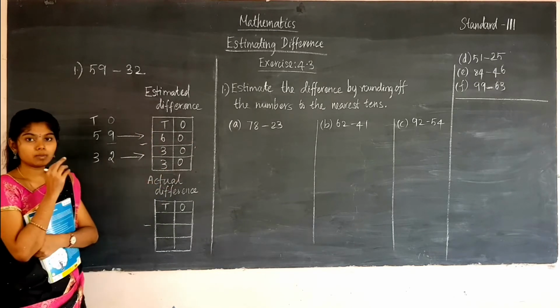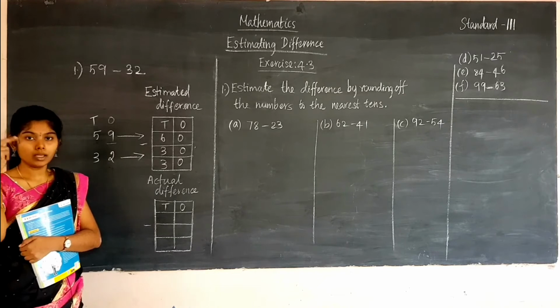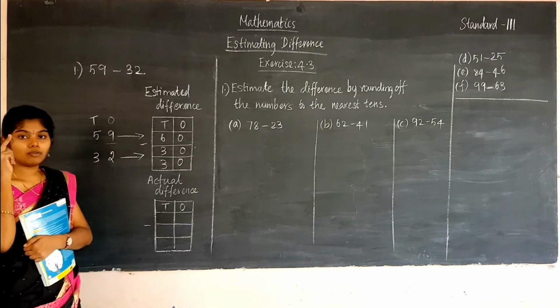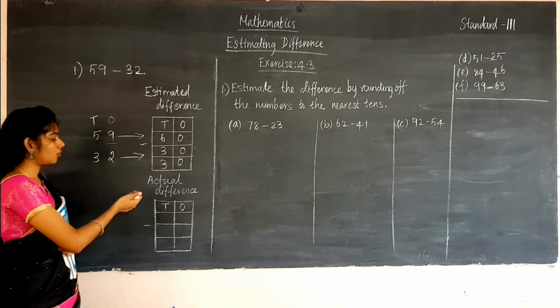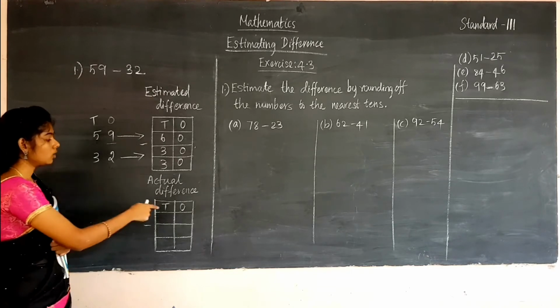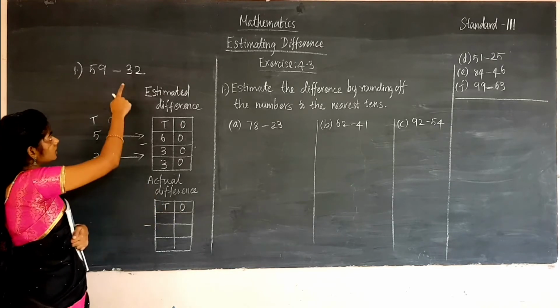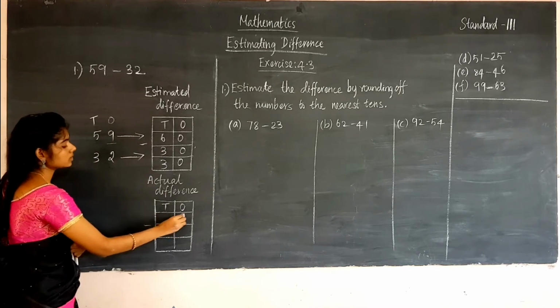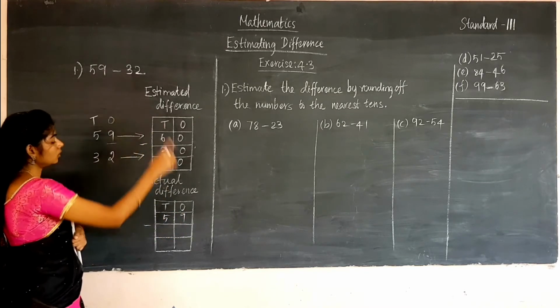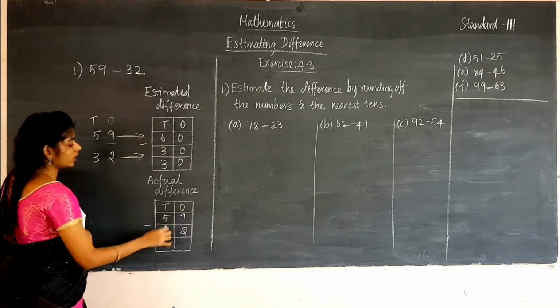Now the actual difference. As we did the actual sum for addition, here we find the actual difference for subtraction. So we write the numbers as they are given here: 9 in the ones place and 5 in the tens place, and here 2 in the ones place and 3 in the tens place.